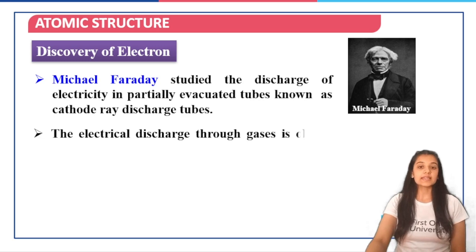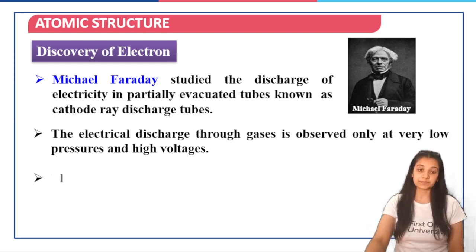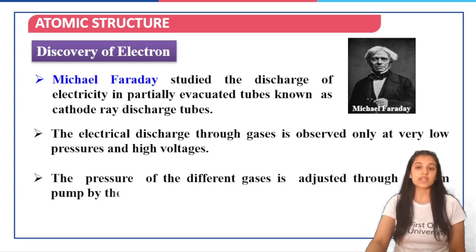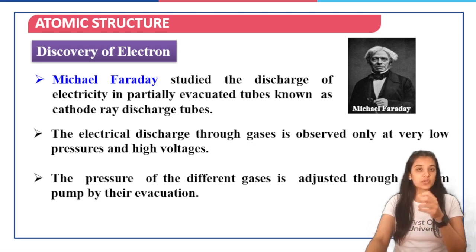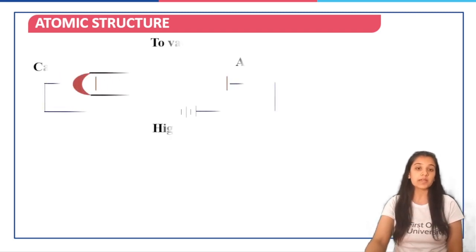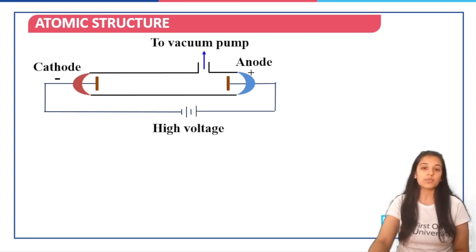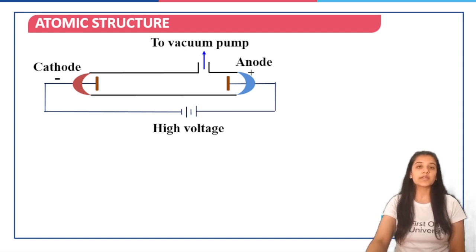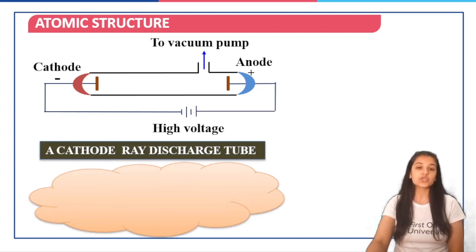What happened was that the electrical discharge through gases was observed only at very low pressures and very high voltages. The pressure of different gases was adjusted through a vacuum pump by their evacuation. So whatever gas we were taking, by evacuating some of the gas, we were able to adjust the pressure inside the cathode ray discharge tube. This was the entire setup, where you had a cathode and an anode, a vacuum pump to lower the pressure, and high voltage. This is how a cathode ray discharge tube looks.